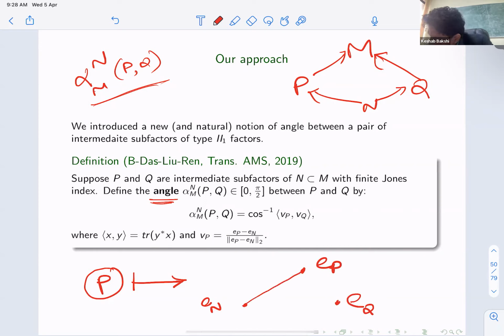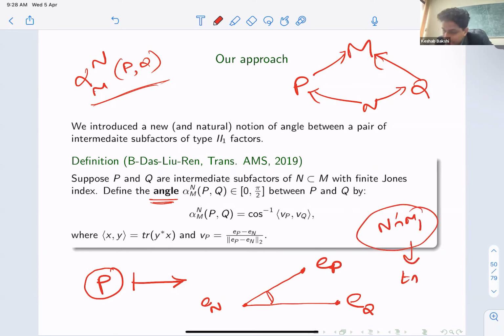So basically, the angle between these two lines lives in N prime intersect M_1. N prime intersect M_1 is a finite dimensional von Neumann algebra. It has a trace, so it can be given an inner product using this Markov trace. Then this is the cos inverse of this operator, e_P minus e_N, and you make it unitized. This is the unitization. So this is the angle between these two in the relative commutant.